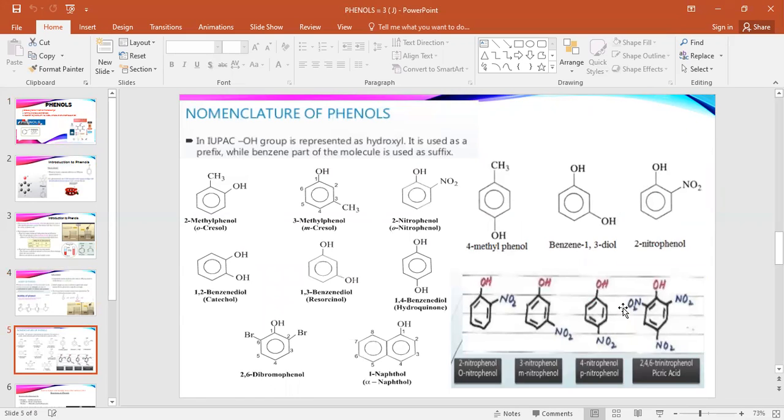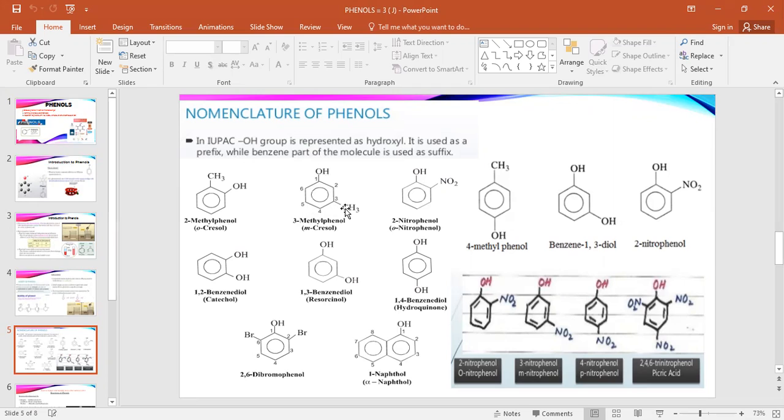The second part is the nomenclature of phenol, our second objective. We already studied it before, but now here, how to write the name: we will start numbering from the hydroxyl group. From the hydroxyl group, this is 1, 2, 3, 4, 5, and 6. Always we will start from OH.